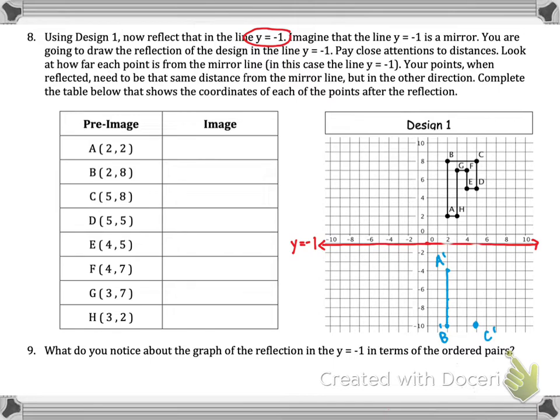To get point D, I would move the same distance away from the line in the opposite direction to get point D prime. Then E prime, F prime, G prime, and then H prime. So this would look like this. So this is E, and that's F, G, and H. Okay, it's hard for me to label this. So let's go through our image points and label those as well.